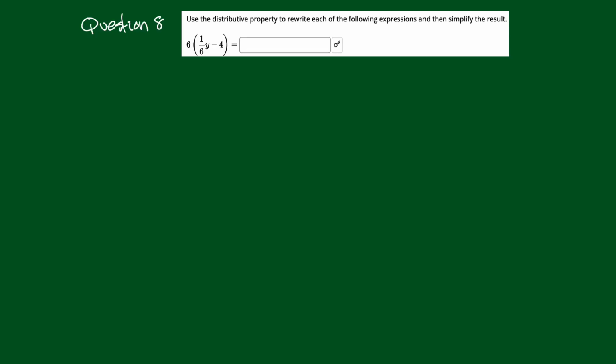Question 8 asks us to again use the distributive property to rewrite this expression right here. So we're going to multiply the 6 and the 1/6 y, put a minus sign, and then the 6 times the 4. So let's do that. It'll look like this. 6 times 1/6 y, the minus sign, 6 times 4. Now, going left to right, 6 times 1/6 is 1, y minus 24, and we don't need that 1. So how about y minus 24.